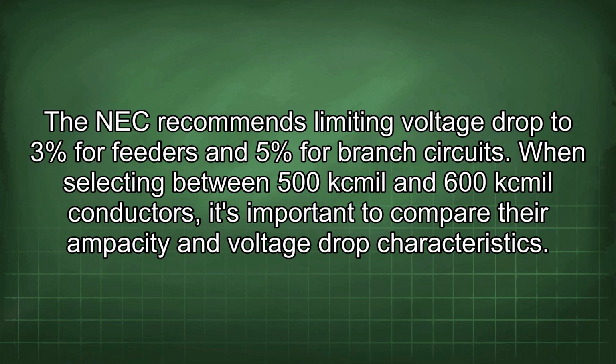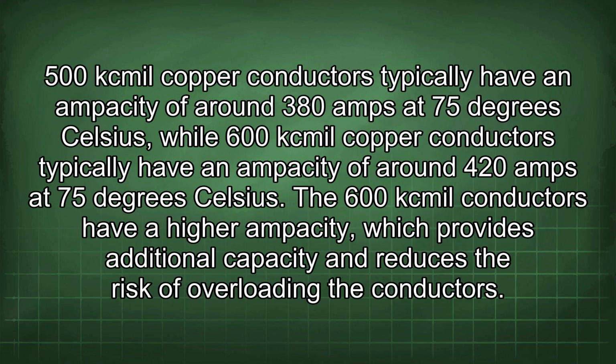When selecting between 500 kcmil and 600 kcmil conductors, it's important to compare their ampacity and voltage drop characteristics. 500 kcmil copper conductors typically have an ampacity of around 380 amps at 75 degrees Celsius, while 600 kcmil copper conductors typically have an ampacity of around 420 amps at 75 degrees Celsius. The 600 kcmil conductors have a higher ampacity, which provides additional capacity and reduces the risk of overloading the conductors.